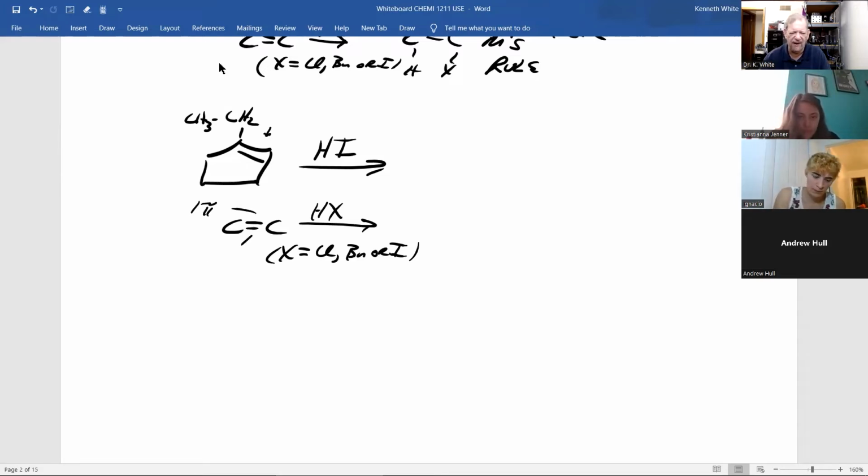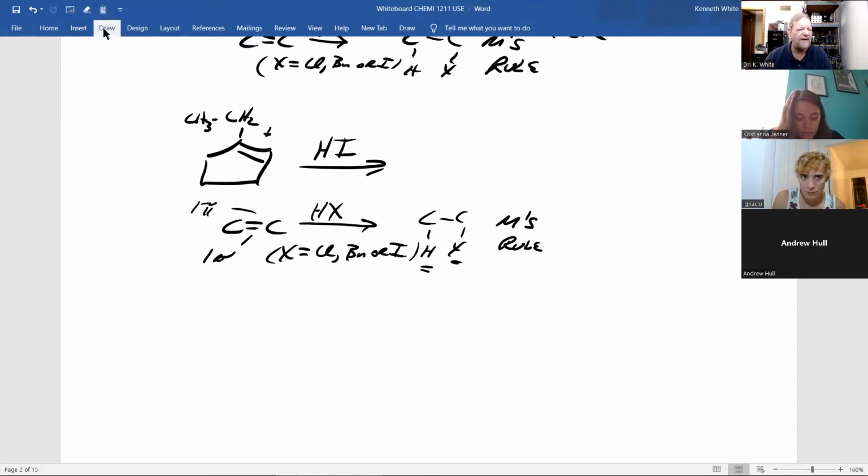Remember, there's one pi bond, one sigma bond, and each carbon gets something. The carbon with one gets H, the other gets X. How do you know which? It follows Markovnikov's rule, that great Russian organic chemist. And the carbon of the double bond with the most hydrogens gets the H. The other carbon gets the halogen. Oh no, it's a ring. We've got to count bonds to determine how many hydrogens.